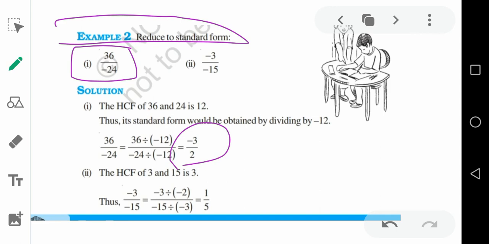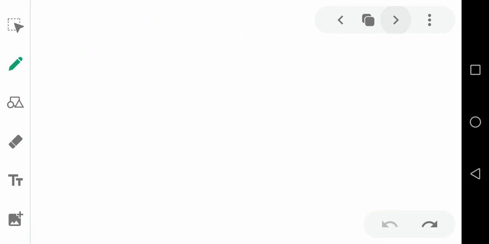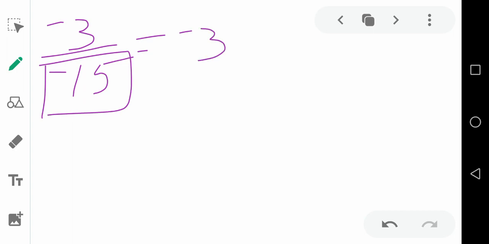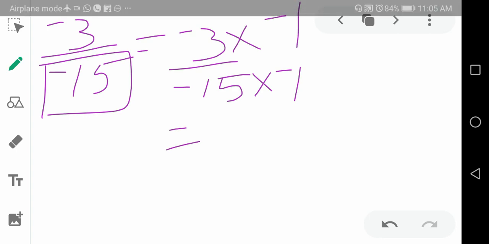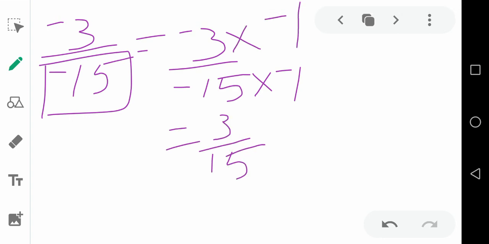Next one is minus 3 by minus 15. How will you do it? First you have to make the denominator positive. So you have to multiply the denominator and numerator with the same number, that is minus 1. So it is 3 by 15 now. Okay. Now you have to check in which table it is going. So it is going in the 3 table. So it is 1 into 3, 3.